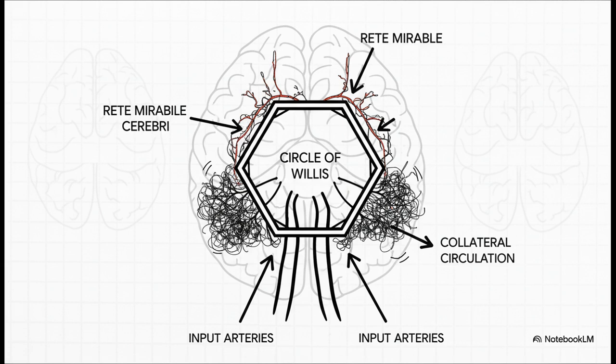This is basically an arterial ring at the base of the brain that's fed by multiple arteries. It's a perfect example of those anastomoses we talked about earlier. It creates all these different pathways, so if one route gets blocked, the others can pick up the slack and keep the brain supplied with blood. It's an incredible safety feature.